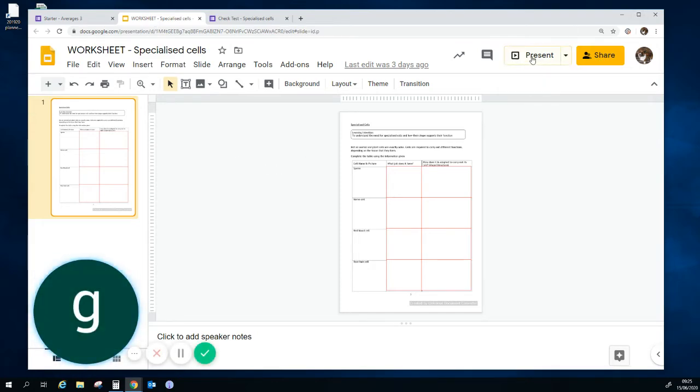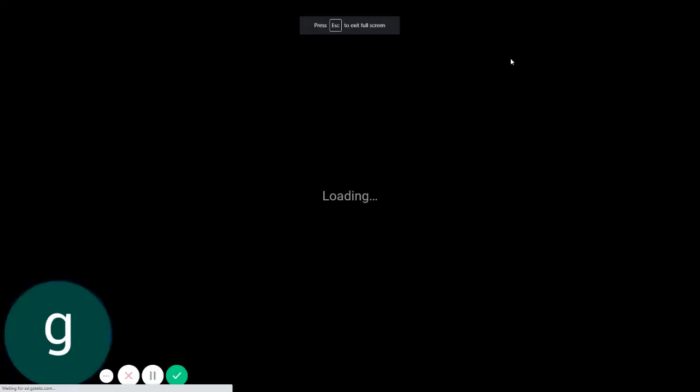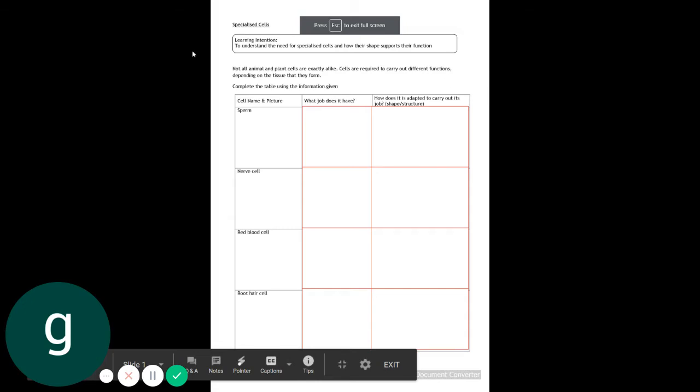So in the specialised cells worksheet, we're understanding the need for specialised cells and how their shape supports their function. So all cells in our body aren't just these blobby shaped things that we think about quite often in class when we're naming the different cell parts. They all have very, very different shapes and functions and roles within the body.